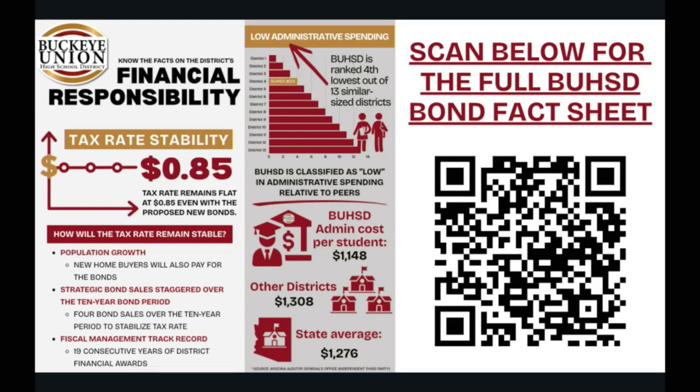Here's some information that we have on the website. One of the things that we see a lot on the social media posts is that all the money goes to administration. We're ranked 4th lowest of our 13 similar sized districts. That's done by the Auditor General's office, and we're below the state and peer district average. And then also maintaining the tax rate, as we talked about, with new home buyers also paying for the bonds and spreading out the sales over the 10-year period.